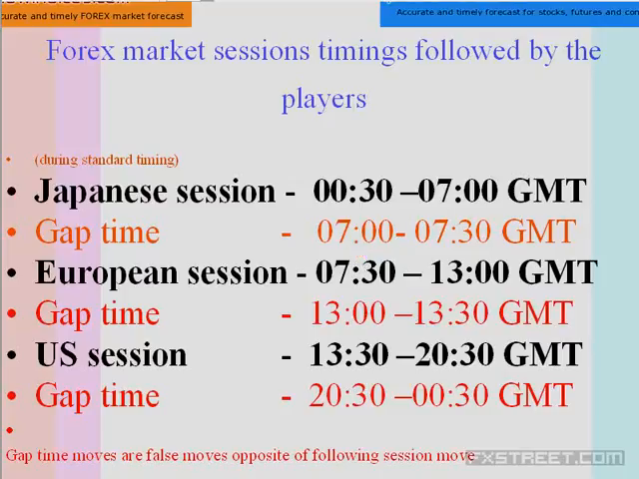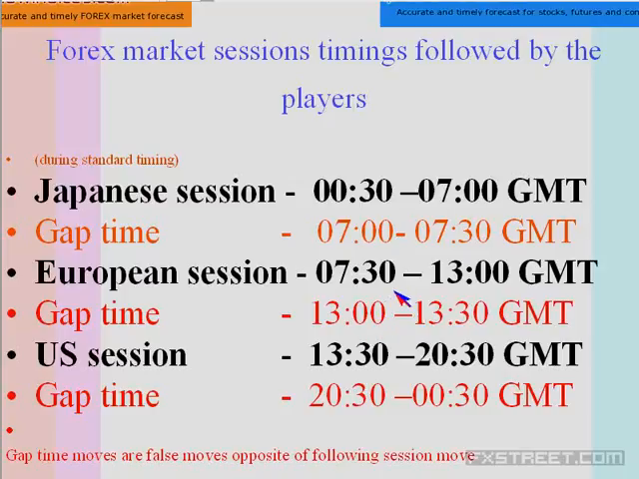I have given an example. First of all, the Japanese session is 0030 to 0700 GMT, and the gap time is between 7 and 7:30 GMT. And 7:30 to 13 GMT is the European session. Around 9 GMT we took some position and closed before 13 GMT. Then the gap time is between 13 and 13:30 GMT. I was explaining with regard to the gap time trade.